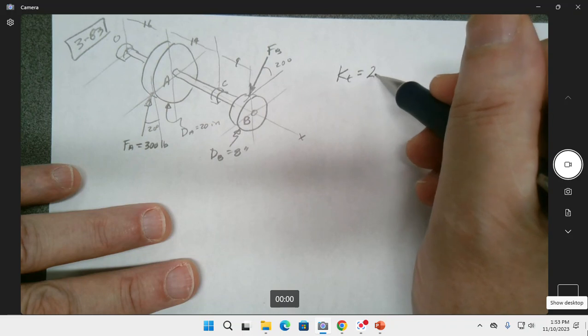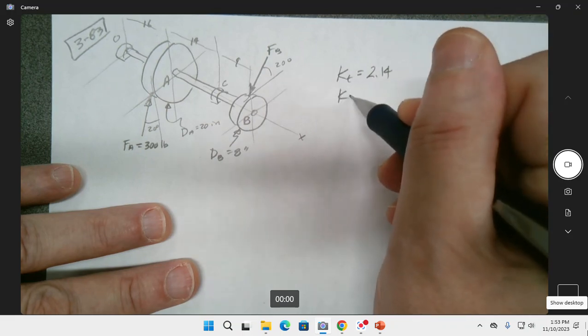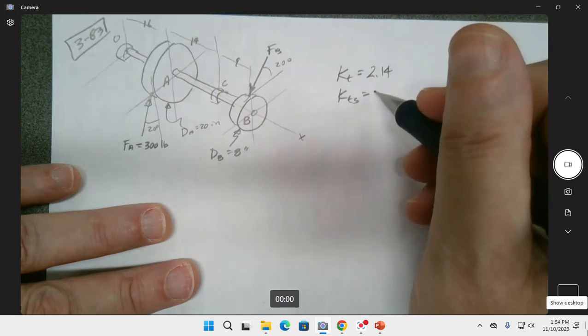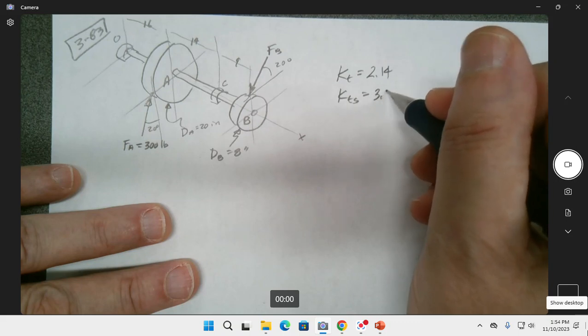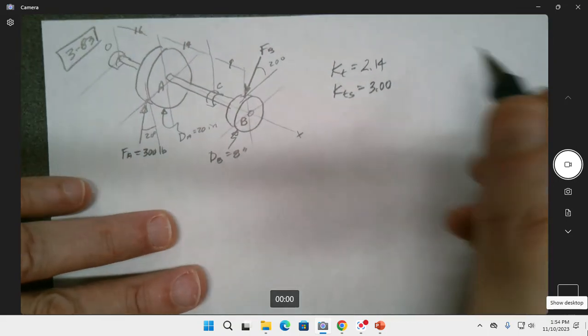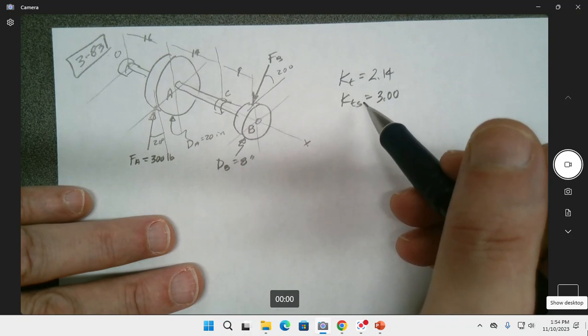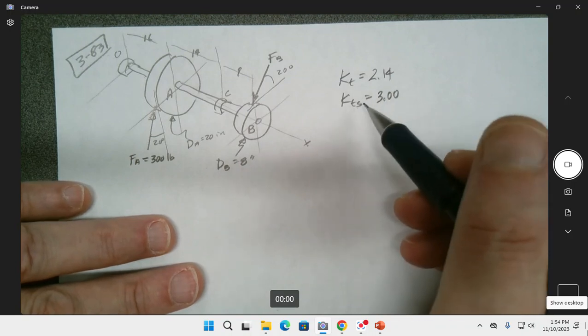What did I say? This is 2.14, and this was 3. Anybody remember stress concentrations? Good. Your memories aren't any better than mine.